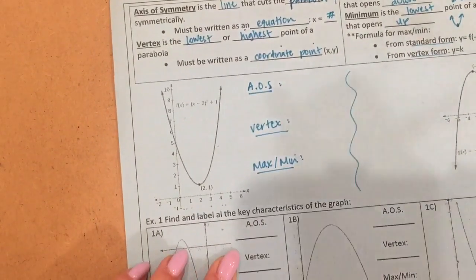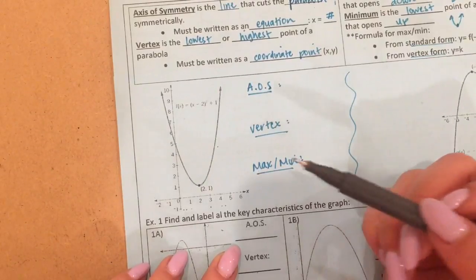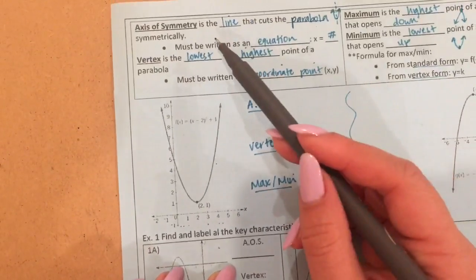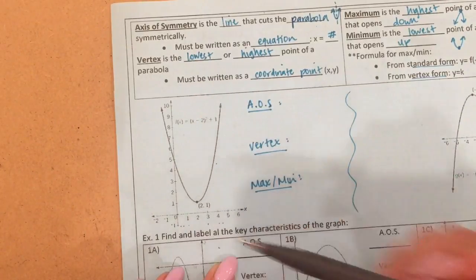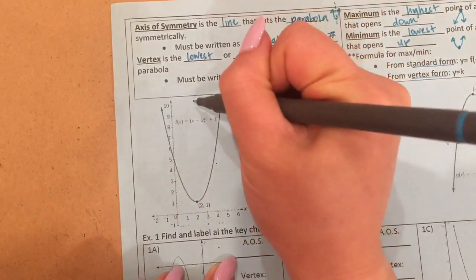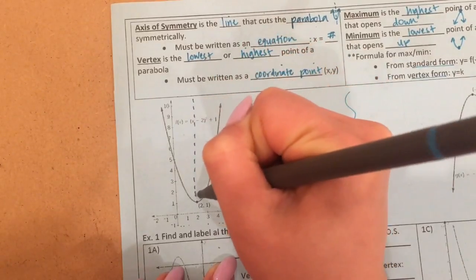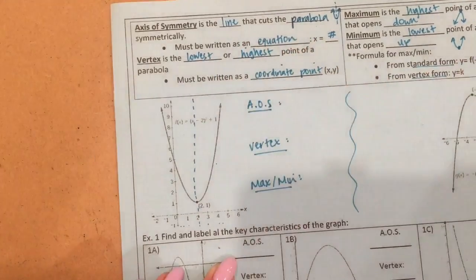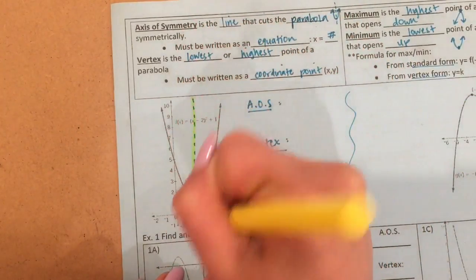Okay, so looking at this parabola, I need to look for the axis of symmetry. Well, we know that the axis of symmetry is a line that just cuts the parabola right down the middle. So I know that the line would probably be going down like here, right down the vertex. Okay, so let me highlight that for you guys. This is our axis of symmetry.